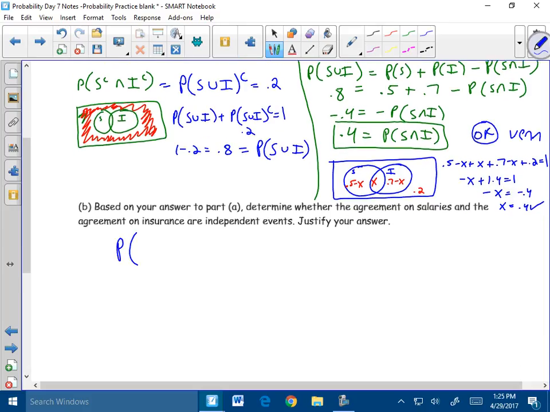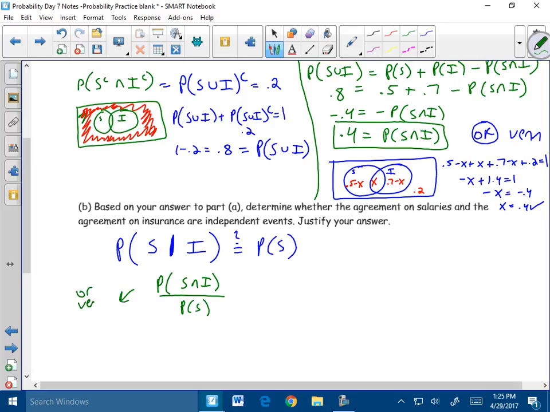Okay, so if I want to test for independence, I'm going to say, okay, the probability that they get an agreement on the salaries given that they get an agreement on the insurance, right? Is that equal to the probability of just the salaries? Okay, and you've got a couple ways now you can solve this. You can use your formula, all right? Probability of S and I over probability of S.